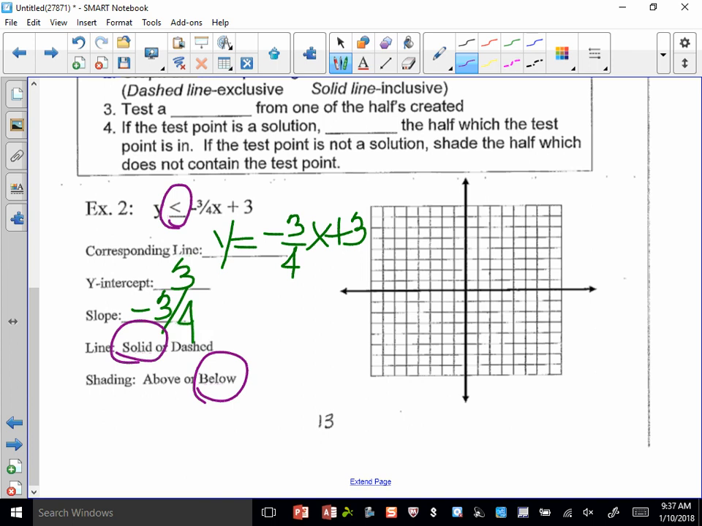So let's start at positive 3. Since the slope is negative 3/4, I'm going to go down 3 and then over to the right 4. I can also go up 3 and over to the left 4. And then this is a solid line, so I'll connect using a solid line. And then I shade below since it's less than or equal. So if I asked you, is 0, 0 a solution, what would you say? Yes, it is.